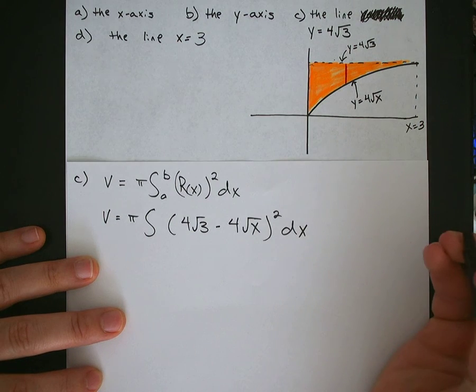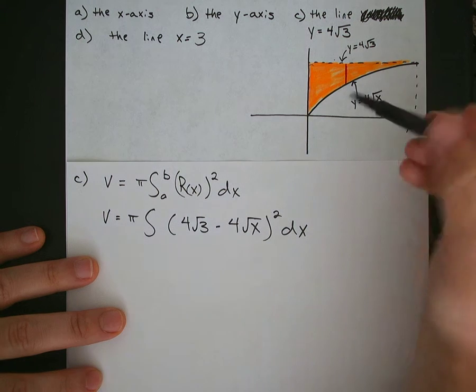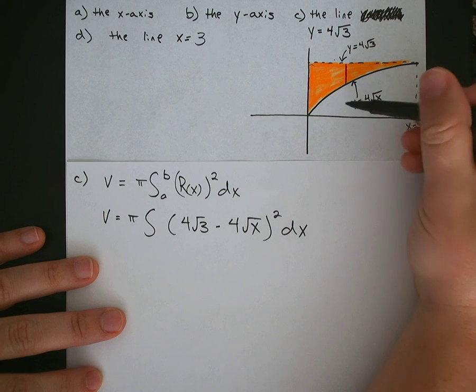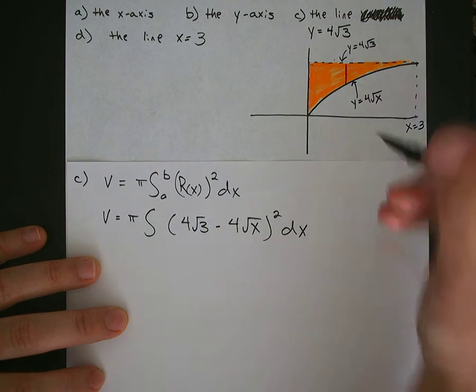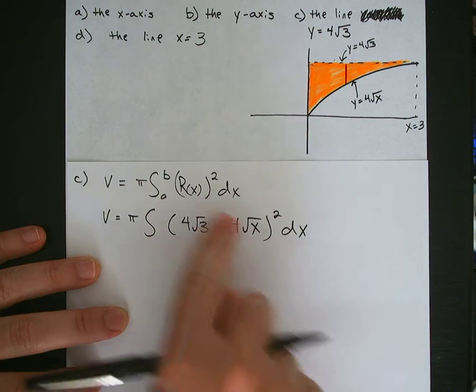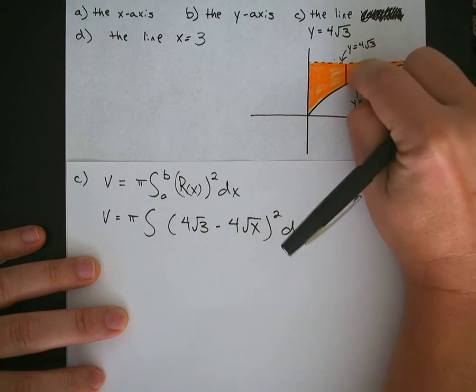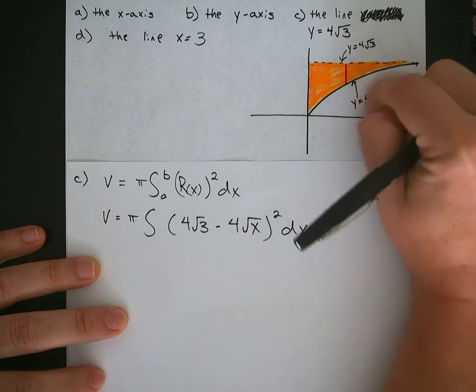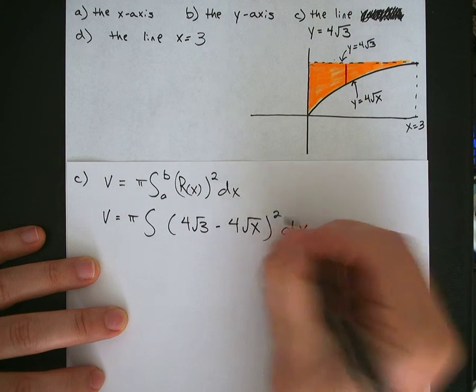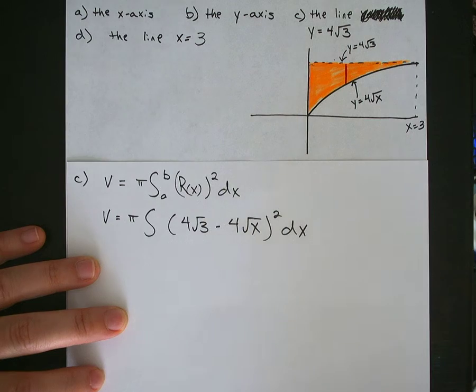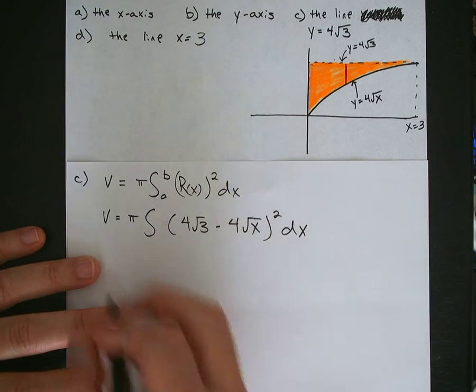It's a little different than it was in part A when it was the x-axis and it had the hole there. The hole forced us to do what we did on letter A, which was big R squared minus little r squared. This one is just one r, but the distance of this line is found by subtracting the two functions, the upper function and the lower function, and then squaring. All right, I'll let you figure out that integral. Let's go on to D.